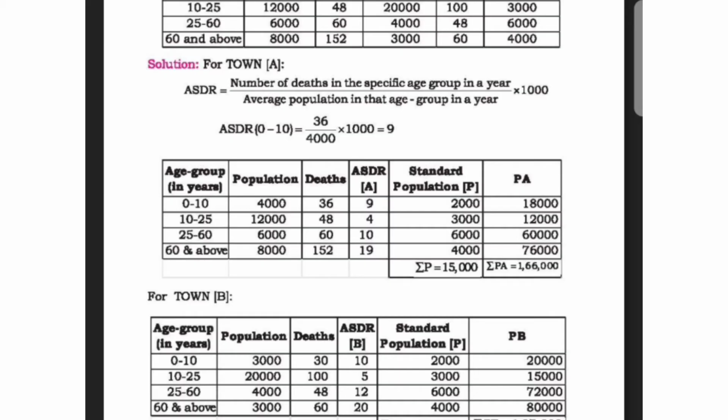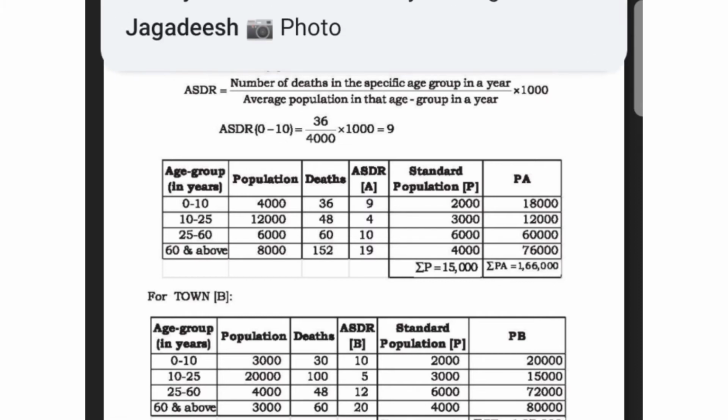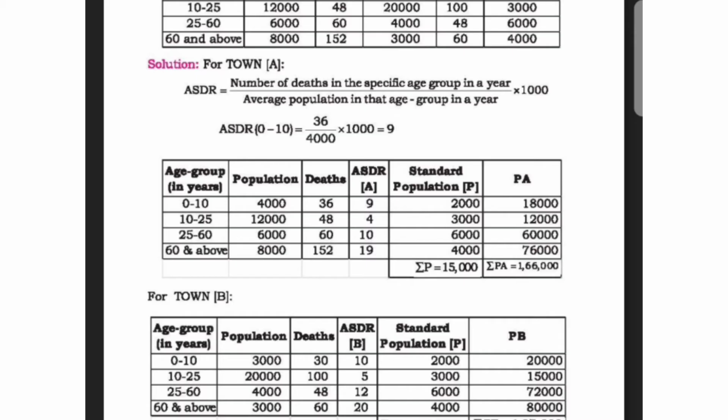Next, that is considered as A. Then the standard population you are considering as P. Then P into A, that is PA. The last column is P into A. You are multiplying these two. You are taking the totals of that and keeping it as it is. Summation of PA. Then the summation of P you are calculating, that is the standard population.